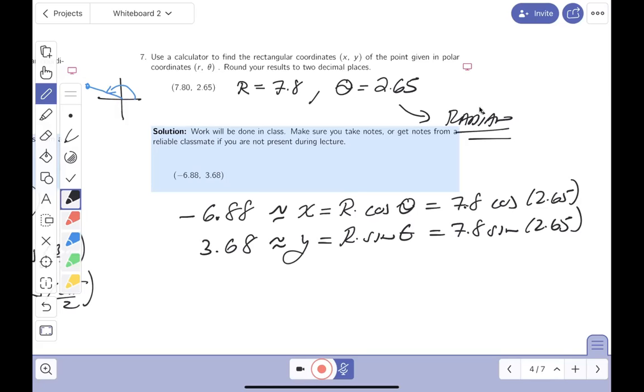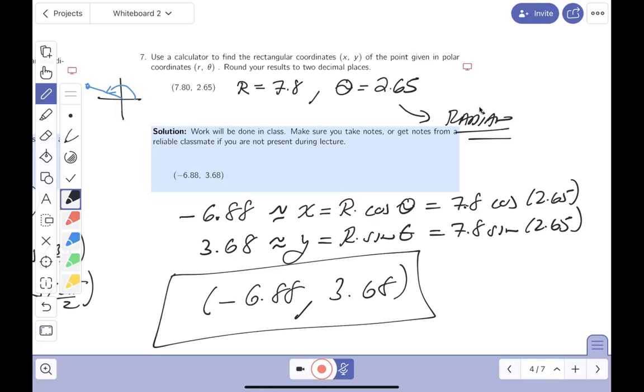All right, what's the point going to be? x minus 6.88, comma, y 3.68. And again, we're rounding it to the nearest 100th, 2 decimal places.